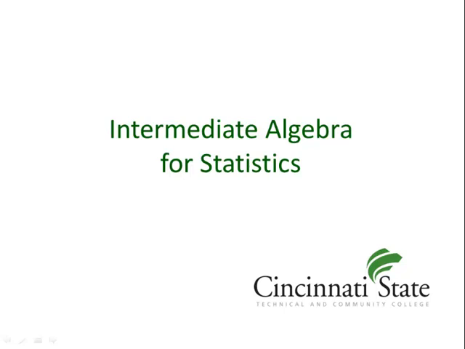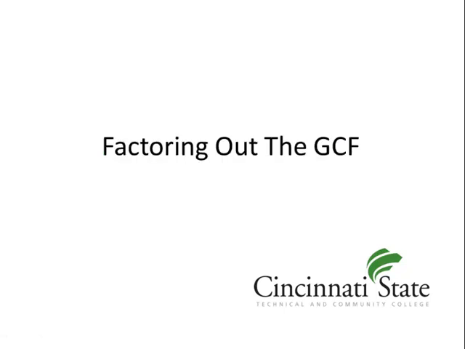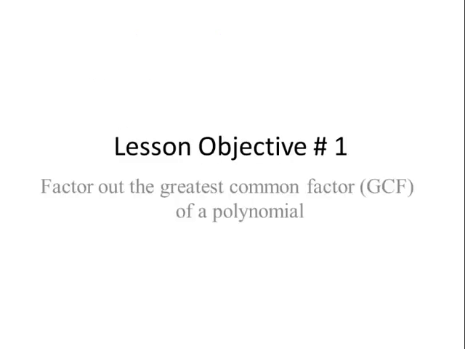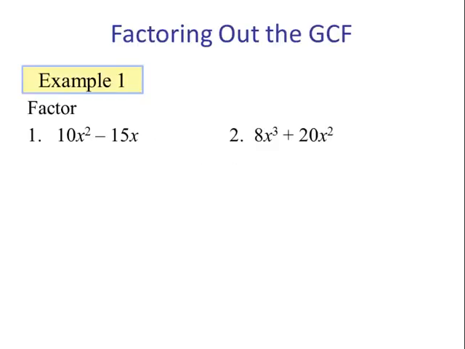Intermediate Algebra for Statistics, Factoring Out the GCF. Lesson objectives: factor out the greatest common factor, GCF, of a polynomial. Factor polynomials completely. Lesson objective: Example 1.